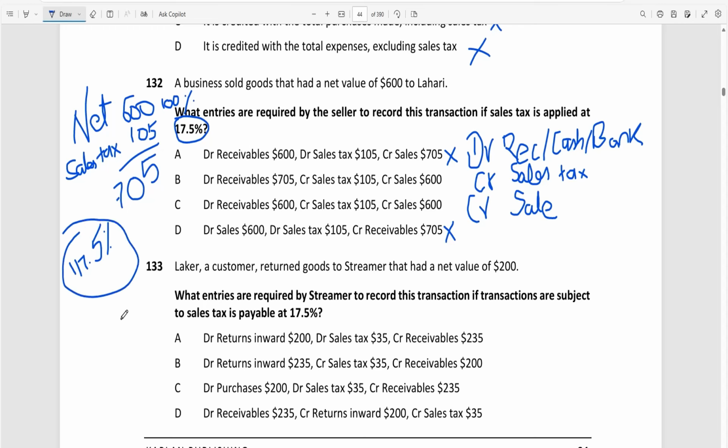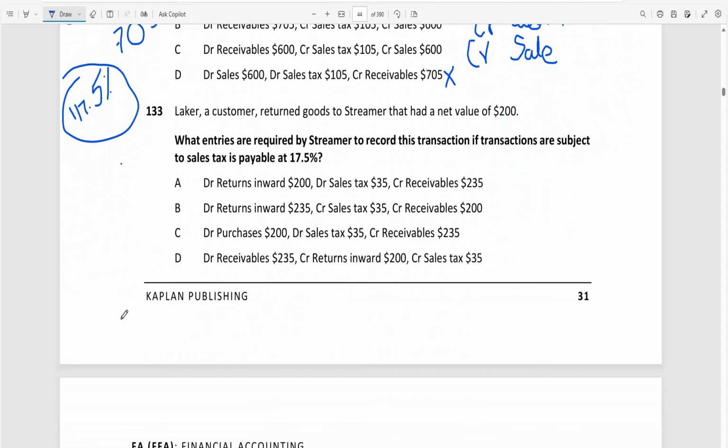Alright? Okay, so the next question is: later, a customer returned goods to the streamer that had a net value of 200. What entry is required by the streamer to record this transaction if transactions are subject to sales tax payable at 17.5%? So the customer has returned the goods that have a net value of 200. So 200 is the net value. Let me add the notes. It will be easier to figure out.